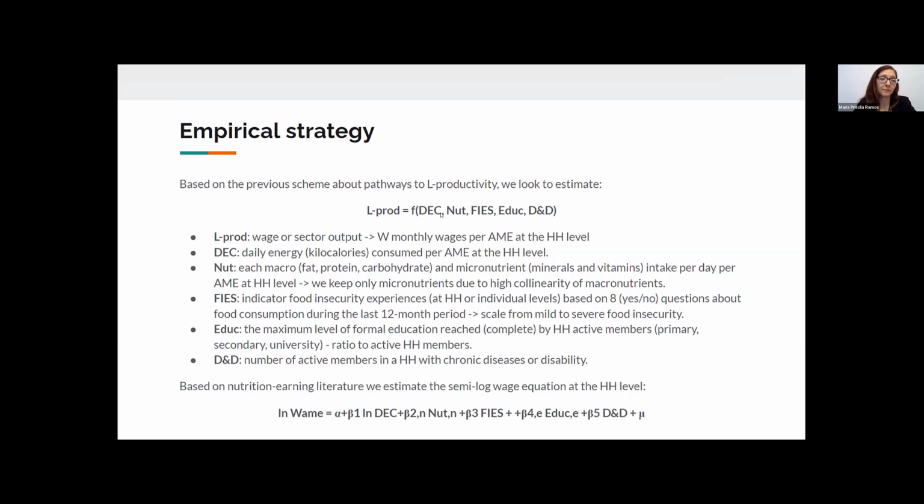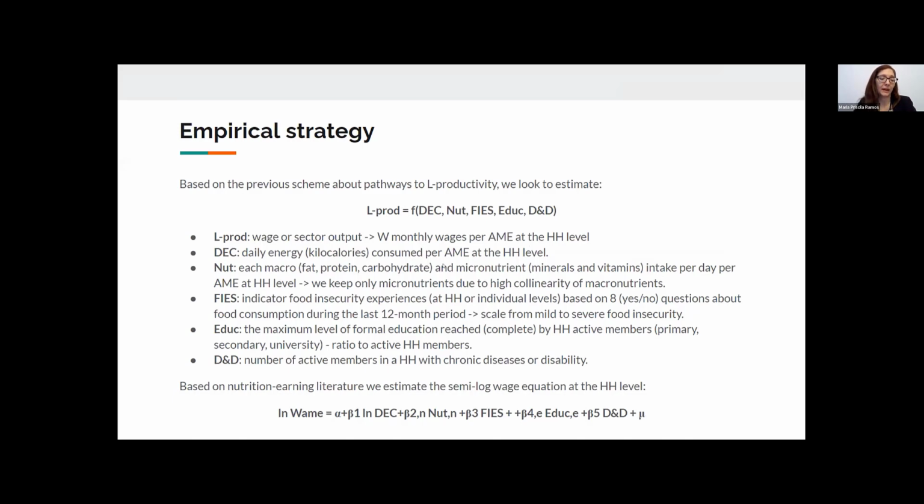In terms of nutrients, we have prepared a data set for all kinds of nutrients concerning the quantities of food items consumed in a household, and that concerns fat, protein, and carbohydrate in terms of macronutrients, and in micronutrients, a set of minerals such as iron, zinc, calcium, and vitamins: vitamin C, vitamin A, vitamin B1, B2, B12, for example.